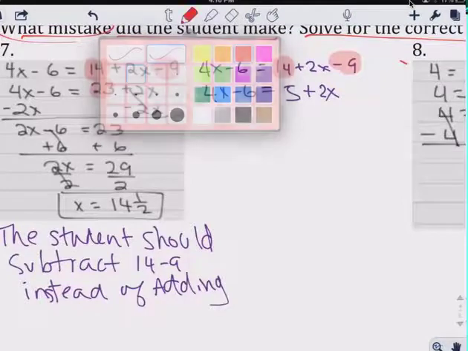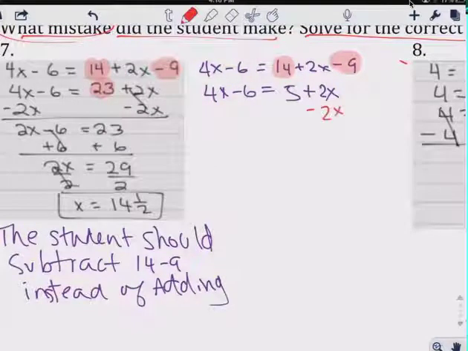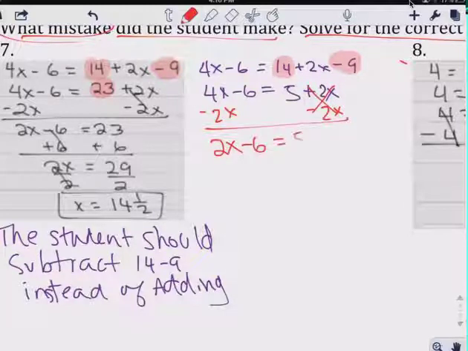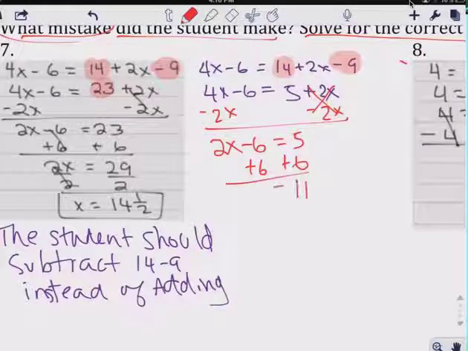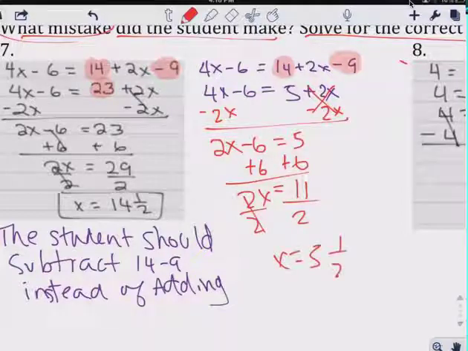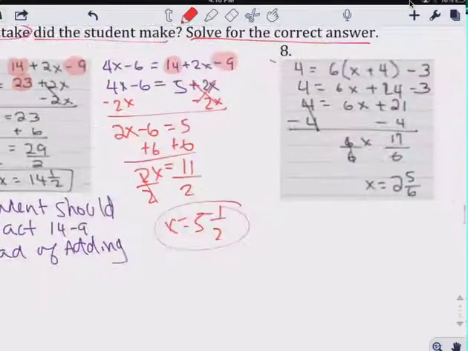Get rid of the smallest variable first, minus 2x, minus 2x. That's the smallest variable, 2x minus 6 equals 5. Add 6, you get 11 equals 2x, divide by 2, divide by 2, x is 5 1/2. Okay, that's the answer there.